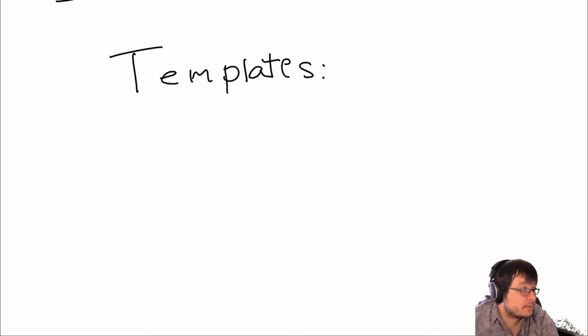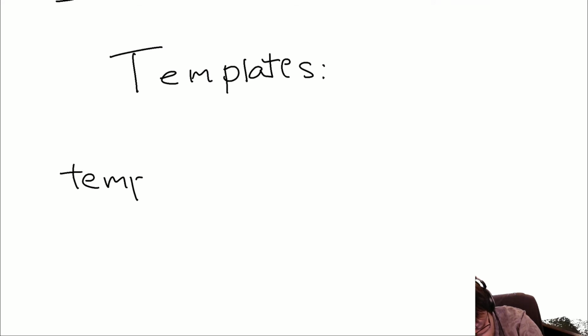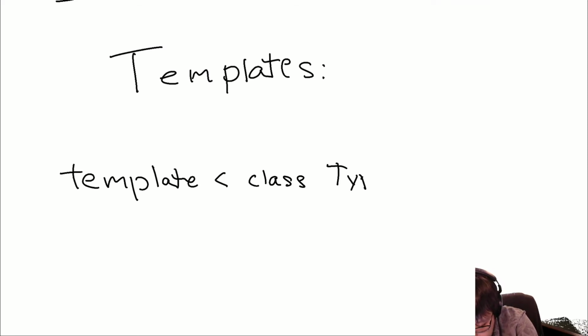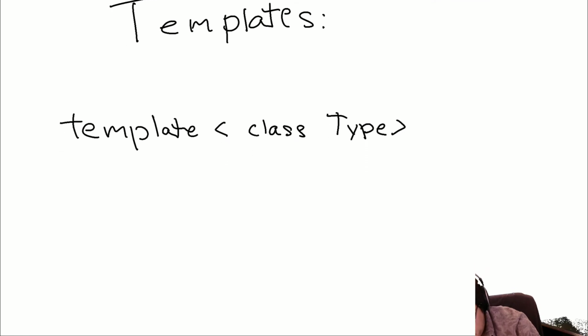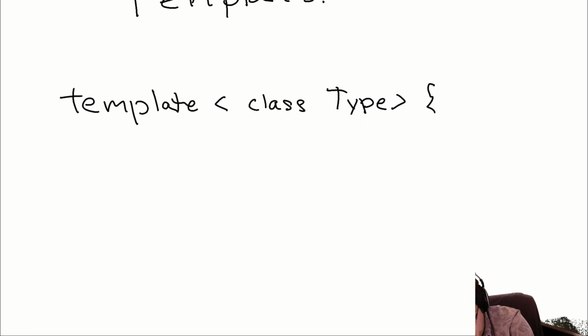Okay? So templates, if you want to create a function template, you will do something like the keyword template. Then you put in a class type. Actually, no, you don't need the curly bracket there. I'm thinking of something else. And then you go ahead and give your function definition.